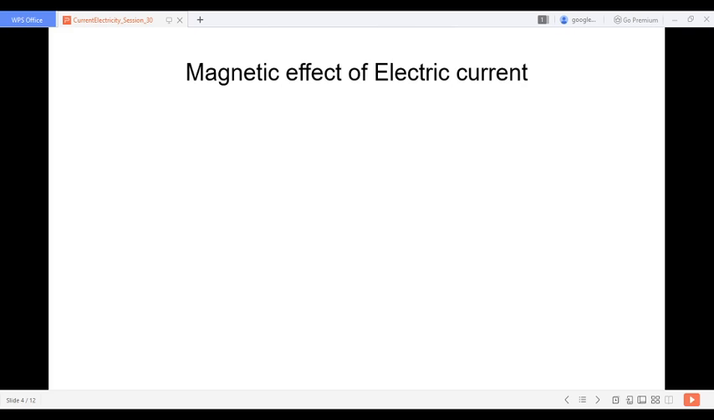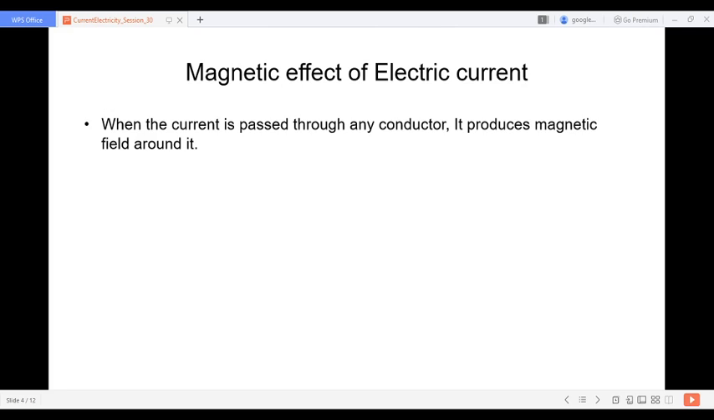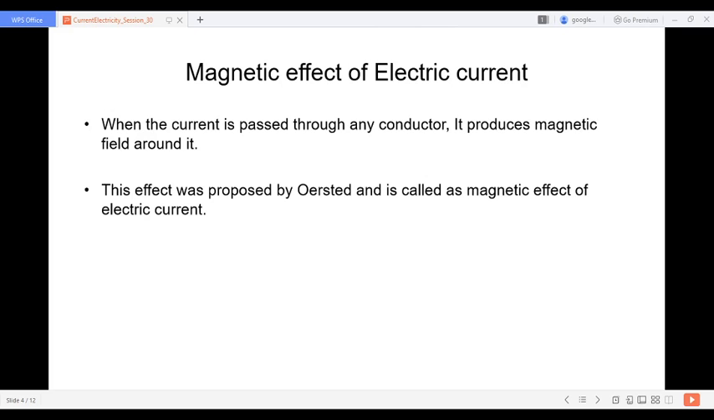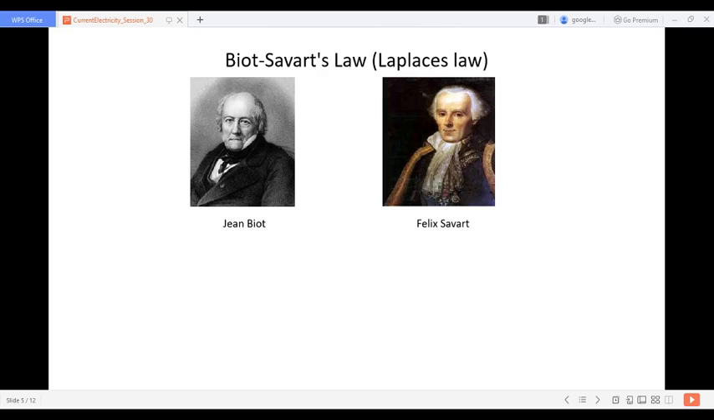Before going to Biot-Savart's law, let us know about magnetic effect of electric current. We all are aware that when the current is passed through any conductor, it produces magnetic field around it. This effect was for the first time proposed by Ørsted and is called as magnetic effect of electric current. This effect forms the basics of Biot-Savart's law.